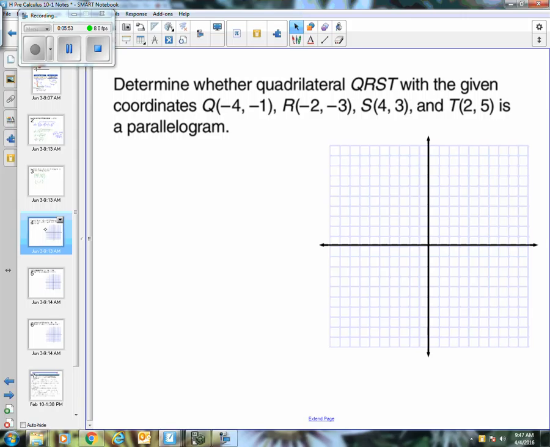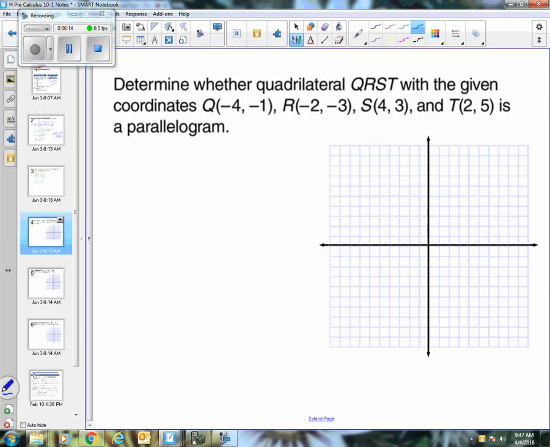Okay, so let's take a look at some applications. So this is really where we use some of this coordinate geometry then. So to determine whether this quadrilateral with those coordinates for endpoints or vertices is a parallelogram. So first of all, what does quadrilateral mean? So quadrilateral means four-sided figure. And then what's a parallelogram? What do you know about parallelograms? So think about that for a second.